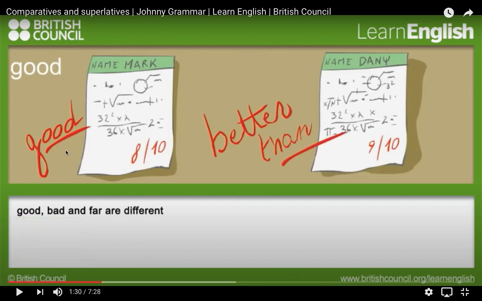We have another type of adjectives like good, bad, far. These adjectives are changed totally. For example, if we have he is a good boy, or he is good. In order to compare it to someone else, John is good, but Jack is better than John. So we changed good to better.